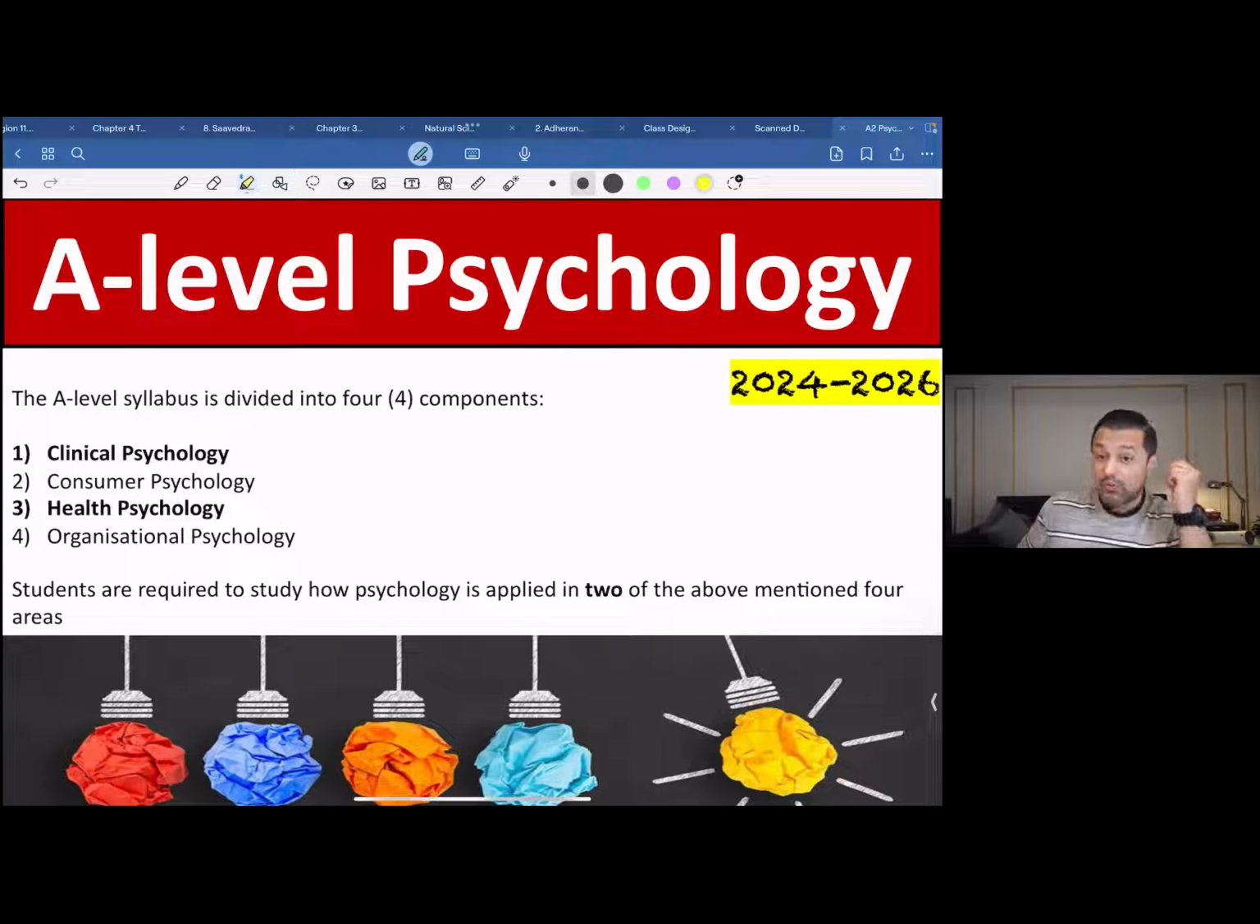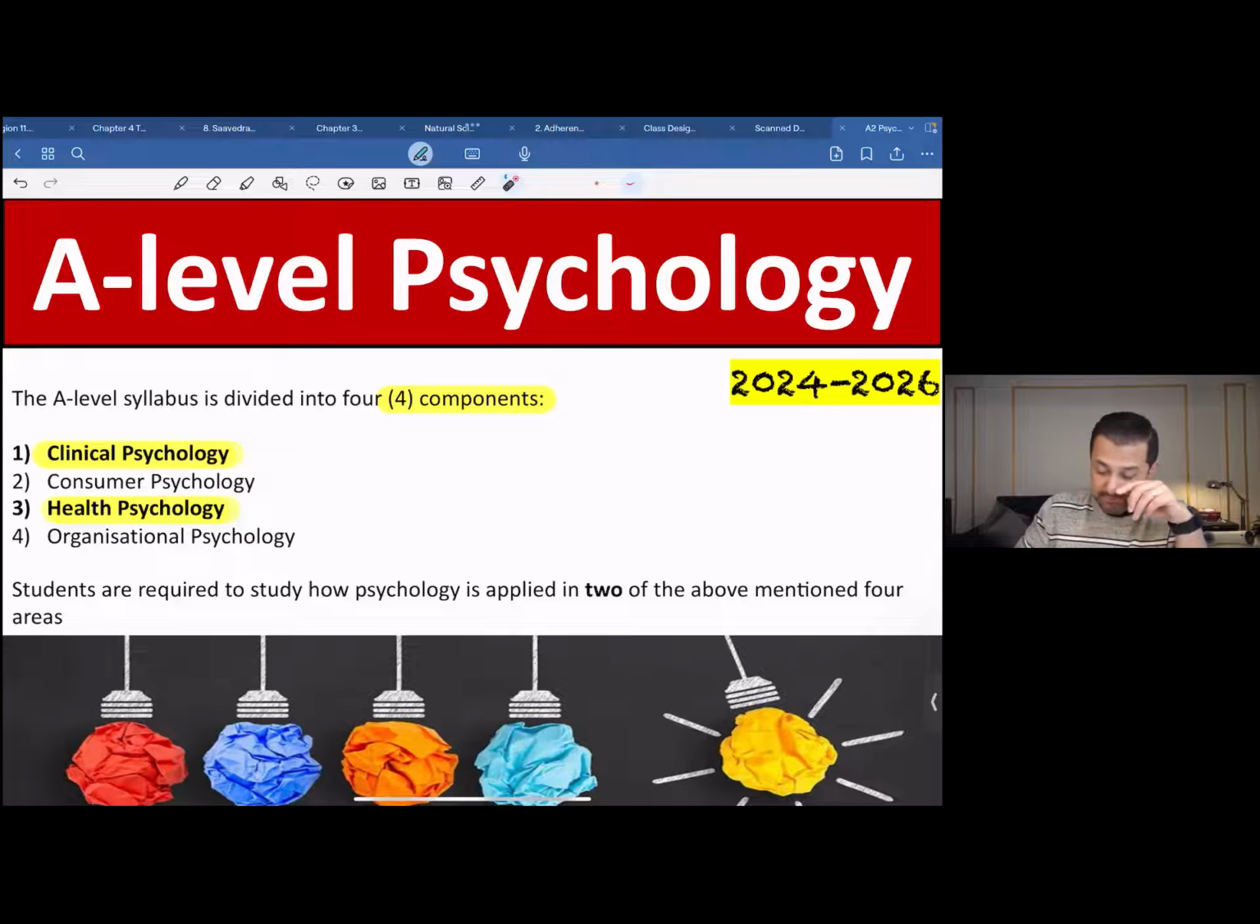Now, when we talk about our A-level psychology syllabus, our A2 psychology syllabus, there are four different components that CIE offers us, and we're expected to prepare for any two of them. The two components that I typically prepare for are clinical psychology and health psychology. The first component, clinical psychology, was formerly referred to as abnormal psychology. So there are four components in total, and out of those four, you're expected to prepare for any two of them.